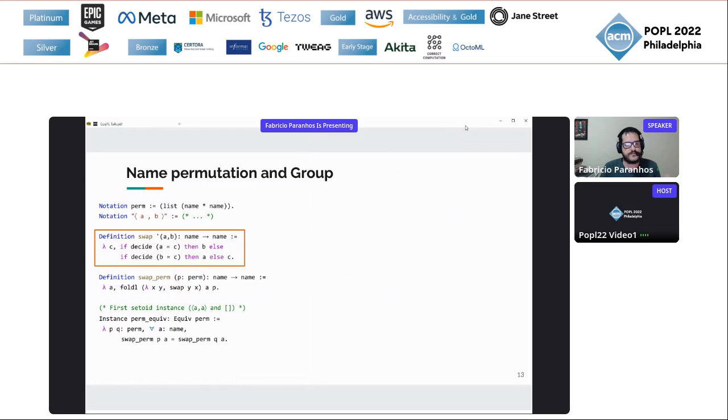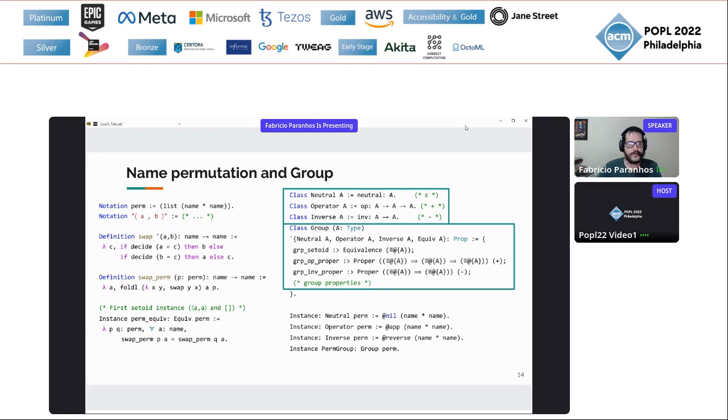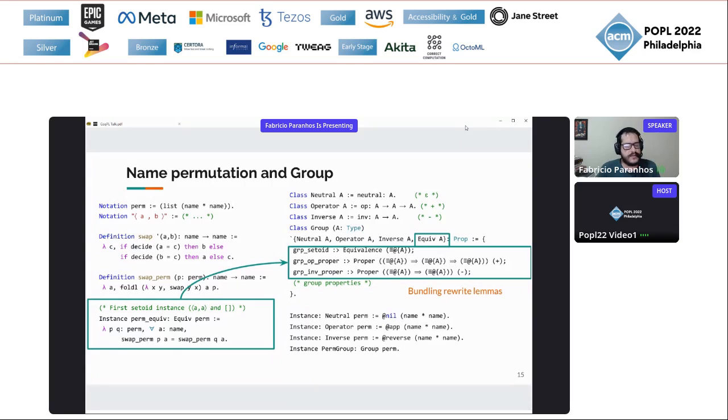To verify that our representation really forms a group, because we'll apply a permutation group action later, we define our first class, called Group. Here we are using the unbundled approach: for each group operation, we define one specific class to represent this operation. In the class Group itself, we bundle every property that we want, such as the group properties and the rewriting lemmas. One downside of this representation of permutation is that it's not unique.